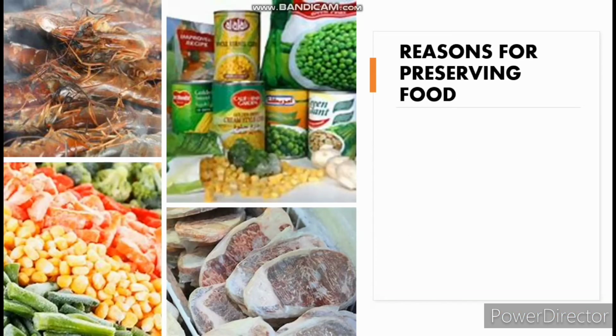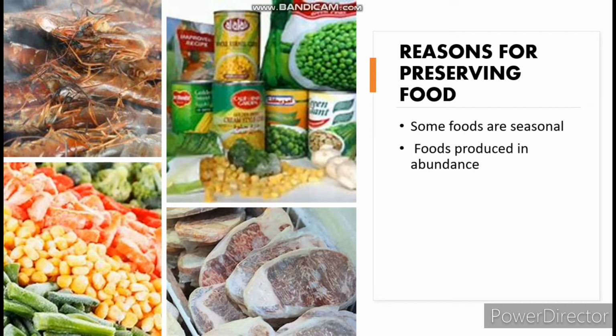Why do we preserve food? Foods are preserved for the following reasons. We have some foods that are seasonal. During that period, you can buy them in large quantities because those seasonal foods are plentiful at that time. So when they are out of season, you will still have the food with you, like yam. Then foods that are produced in abundance. That is, we have some farming communities that produce food in large quantity and they need to preserve them so that they can sell them in the cities or towns during scarcity.